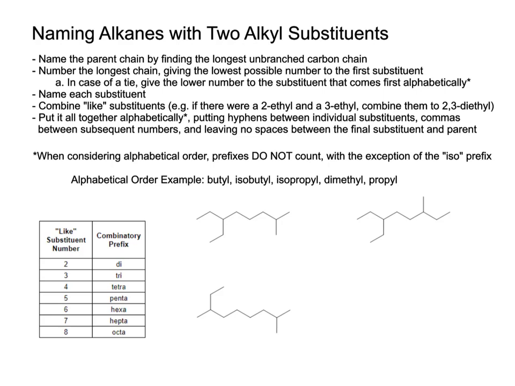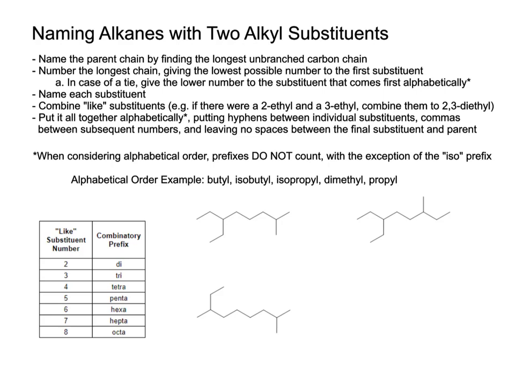Now, as a note, when considering alphabetical order, prefixes do not count, with the exception of the iso prefix. So as an example, butyl, isobutyl, isopropyl, dimethyl, and propyl are in order alphabetically according to that rule, where the B comes before the I in isobutyl and isopropyl, and we don't count the D in the prefix di, so we count dimethyl as an M, and then we have P for propyl.